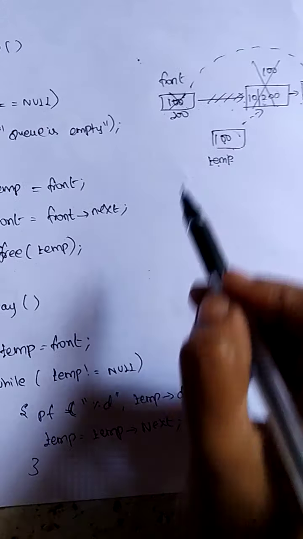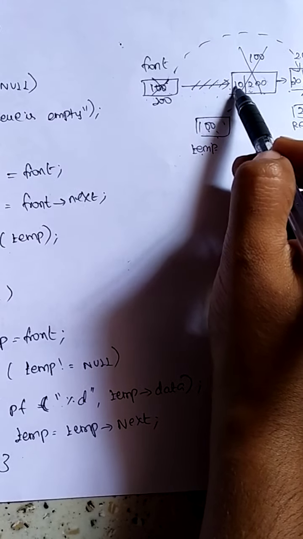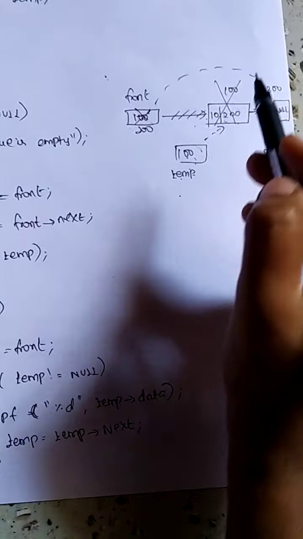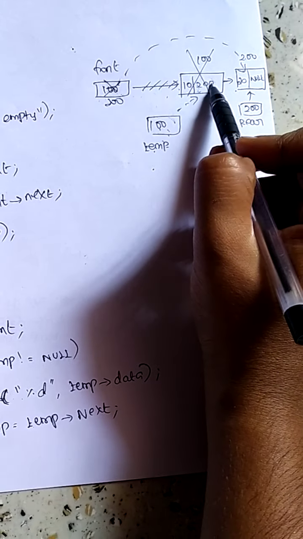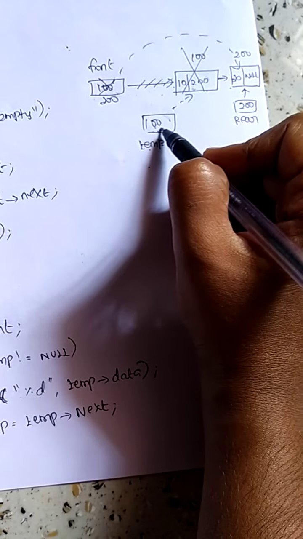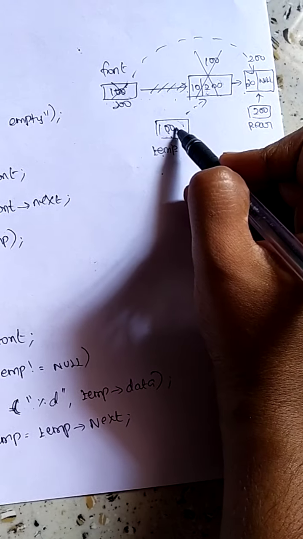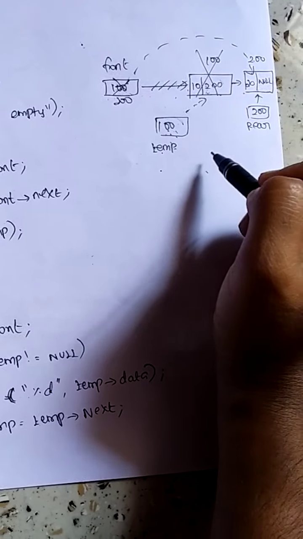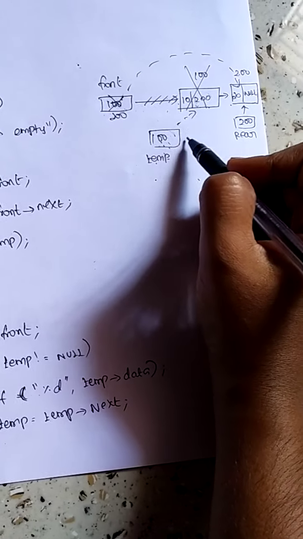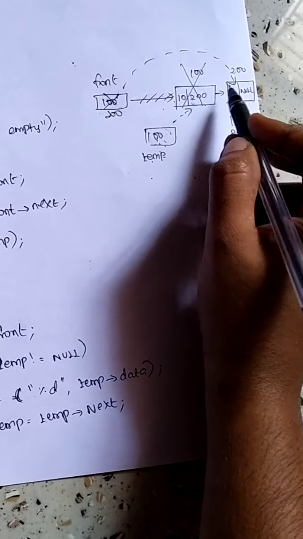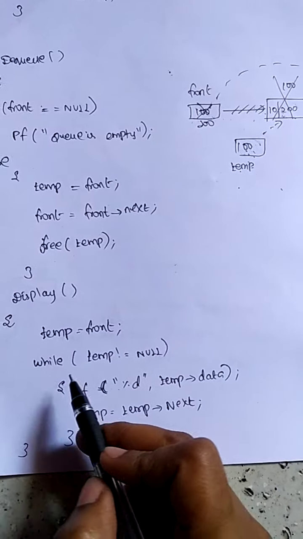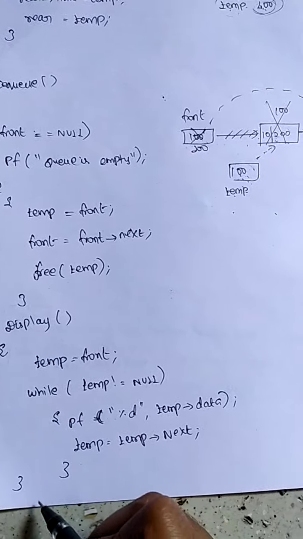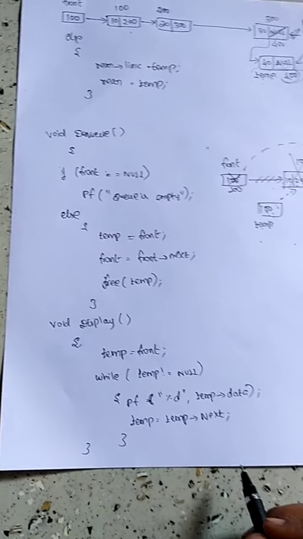Printf percentage d, temp of data. I am printing the data of this. The data of this is 10, so 10 will be printed. Again I am making temp equal to temp of next. Temp of next is 200, so I am making this 200, so it points to the next node. Now this is also not equal to null, so it prints the temp data. So 20 will be printed. Now temp equal to temp of next; temp of next is null, so null will be updated here. I check whether temp is not equal to null. Yes, temp is null now, so the loop exits. It prints the values and comes out. Thank you.